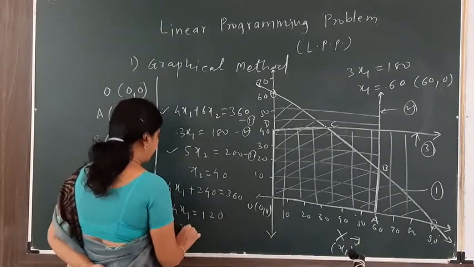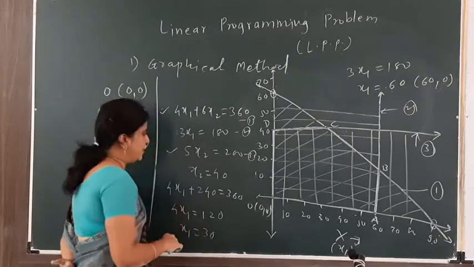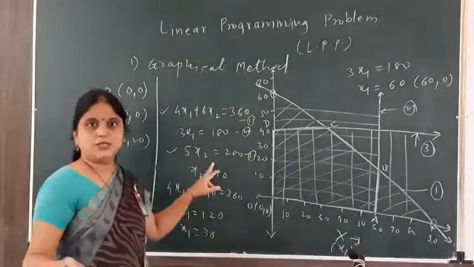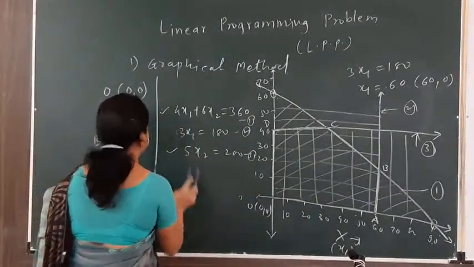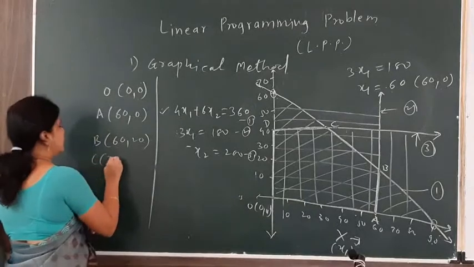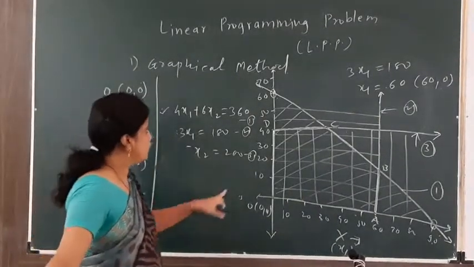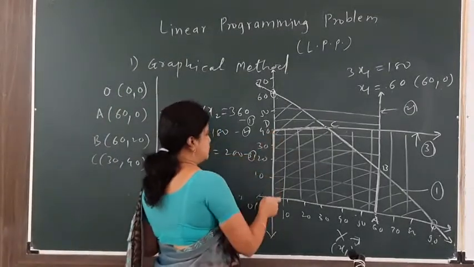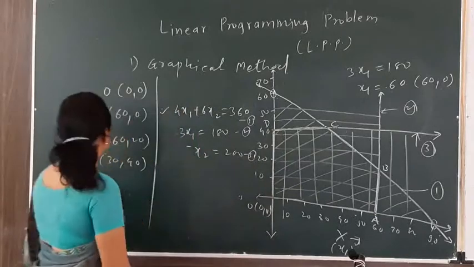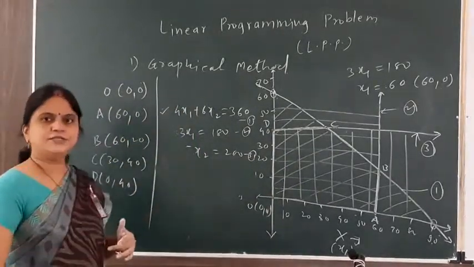So it comes as 120. And what about x1 now? The value of x1 is 30. So my next point, that is C point, is 30, 40. Now the last point, that is this D point, I can directly get as 0, 40. Okay, getting all the points.